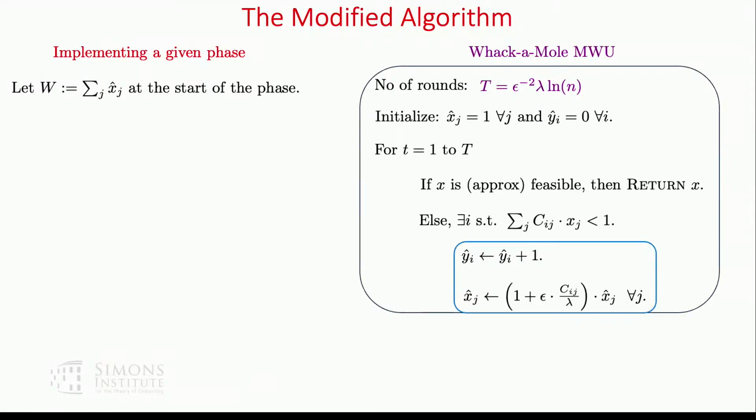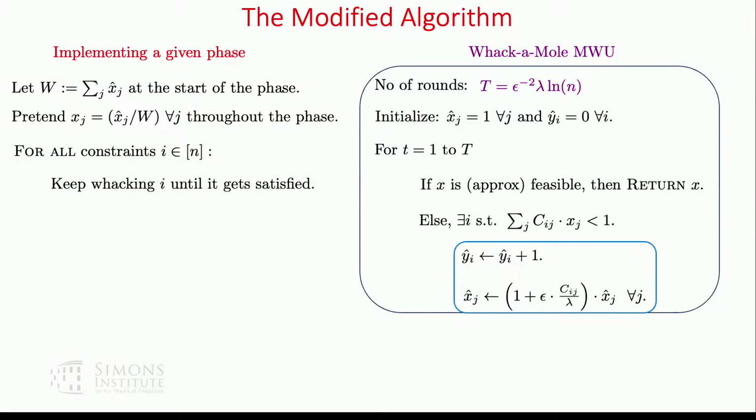This will remain fixed. Capital W, the value of capital W remains fixed. And throughout the phase, I will just pretend that the actual value of the variable xj is just its weight divided by capital W, not the actual sum of total weights. And this is fine because capital W is at most a multiplicative 1 plus epsilon factor off from the sum of total weights. So nothing should change as far as approximation guarantee is concerned.